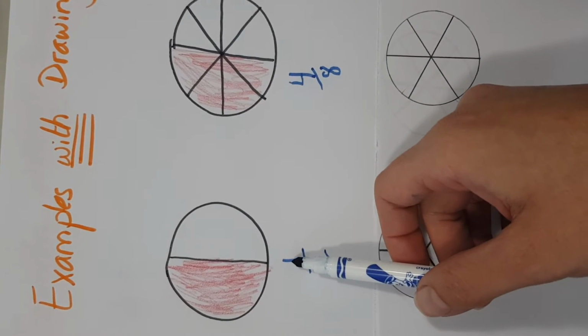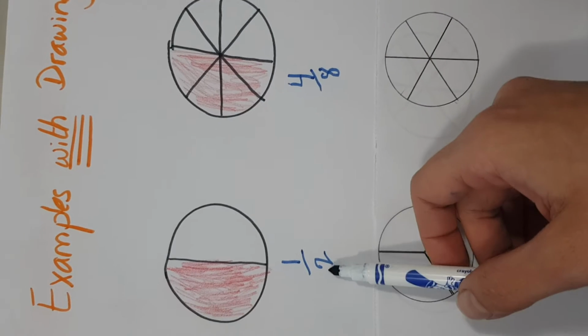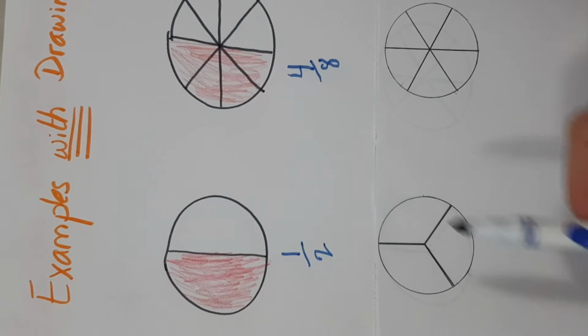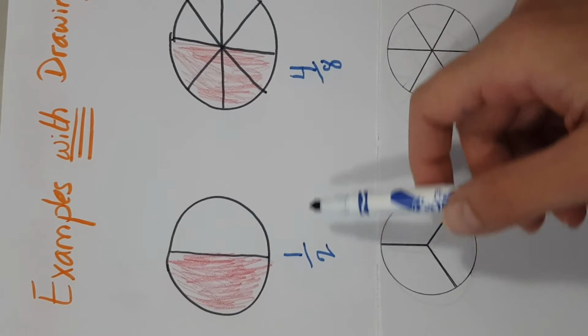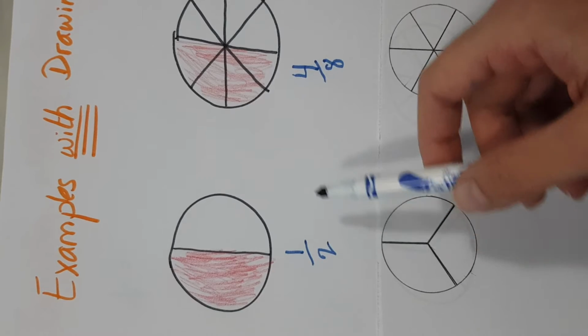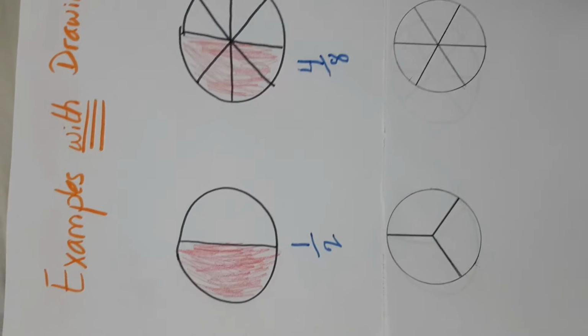Here the numerator is 1, in this case it's 4. Here the denominator is 2, in this case it's 8. I'll leave you with these so I want you to think, how did this happen? While I move on to the next example.